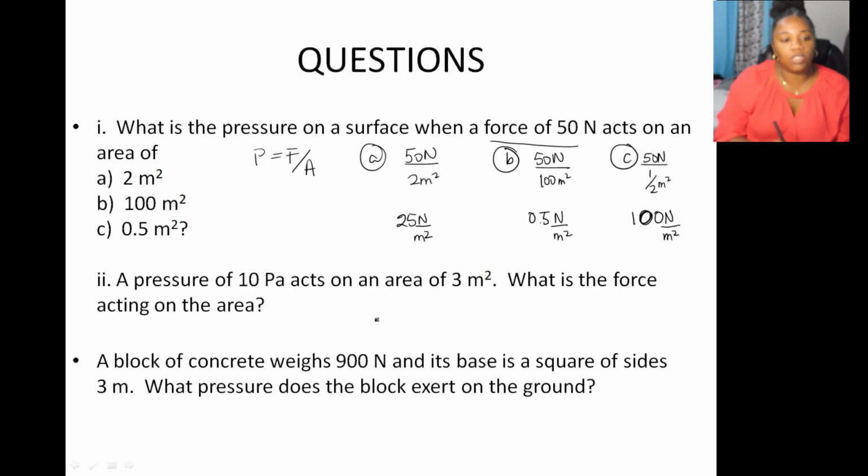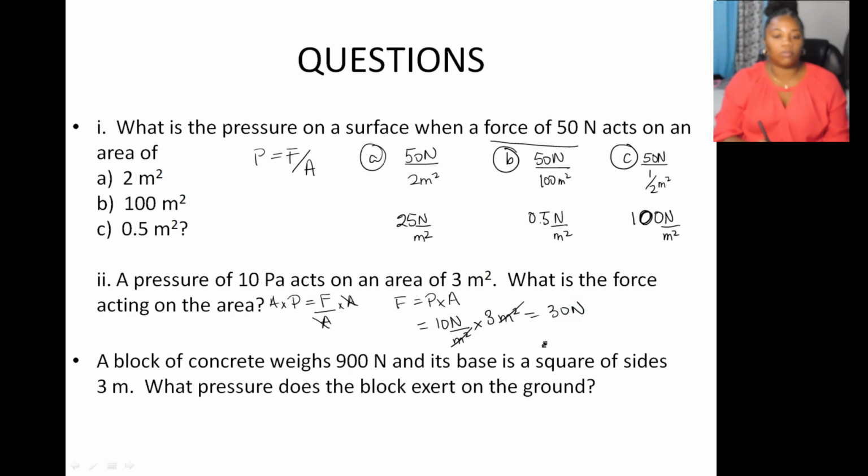So a pressure of 10 pascals acts on an area of 3 meters squared. What is the force acting on the area? If we know pressure is equal to force over area, we can transpose by multiplying both sides by area. Now we have force is equal to pressure times area. The pressure is 10 newtons per meter squared and the area is 3 meters squared.